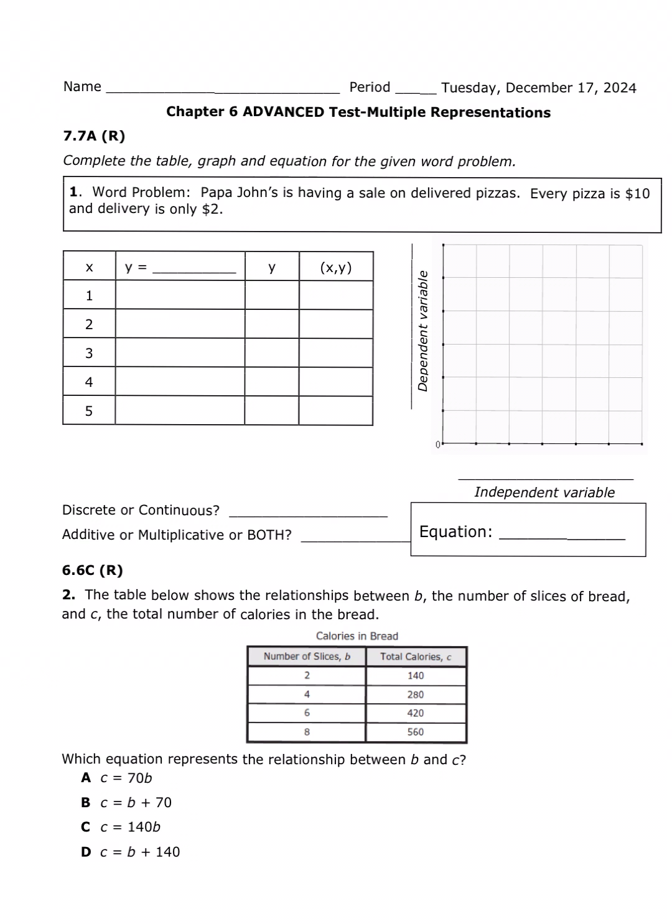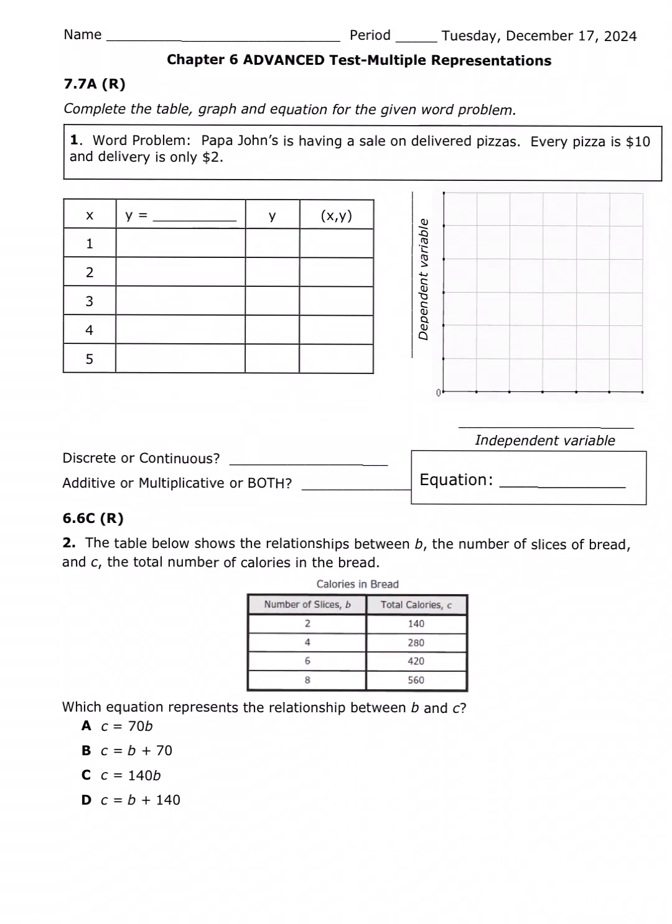Number 2. The table below shows the relationships between B, the number of slices of bread, and C, the total number of calories in the bread. Calories in bread, number of slices B, total calories C. Which equation represents the relationship between B and C? A, C equals 70B. B, C equals B plus 70. C, C equals 140B. D, C equals B plus 140.